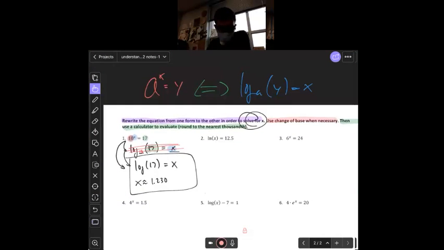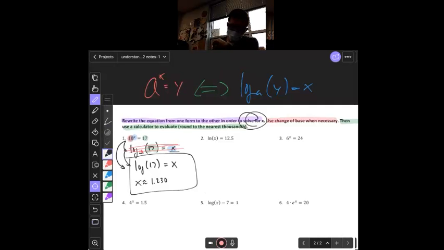Okay. So I had an exponential. I went to a logarithmic. That gave me x. Now I have a logarithmic. Notice how the x is trapped in the log. How do I get that away? How do I unlog? I unlog by converting it to an exponential.